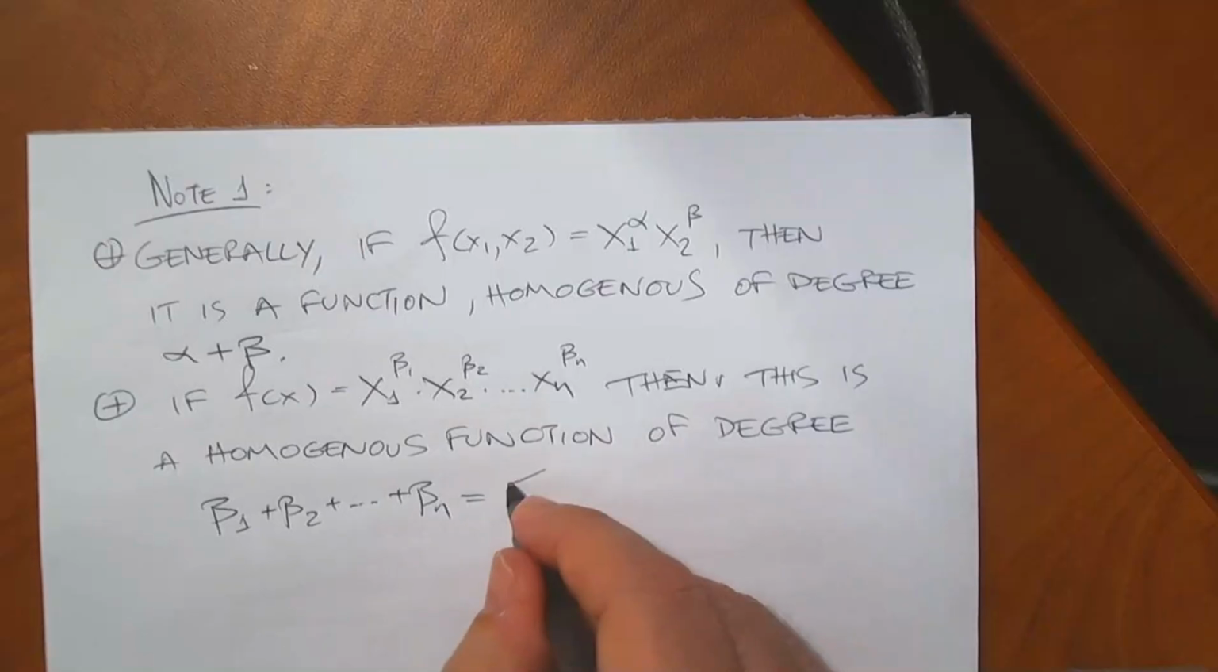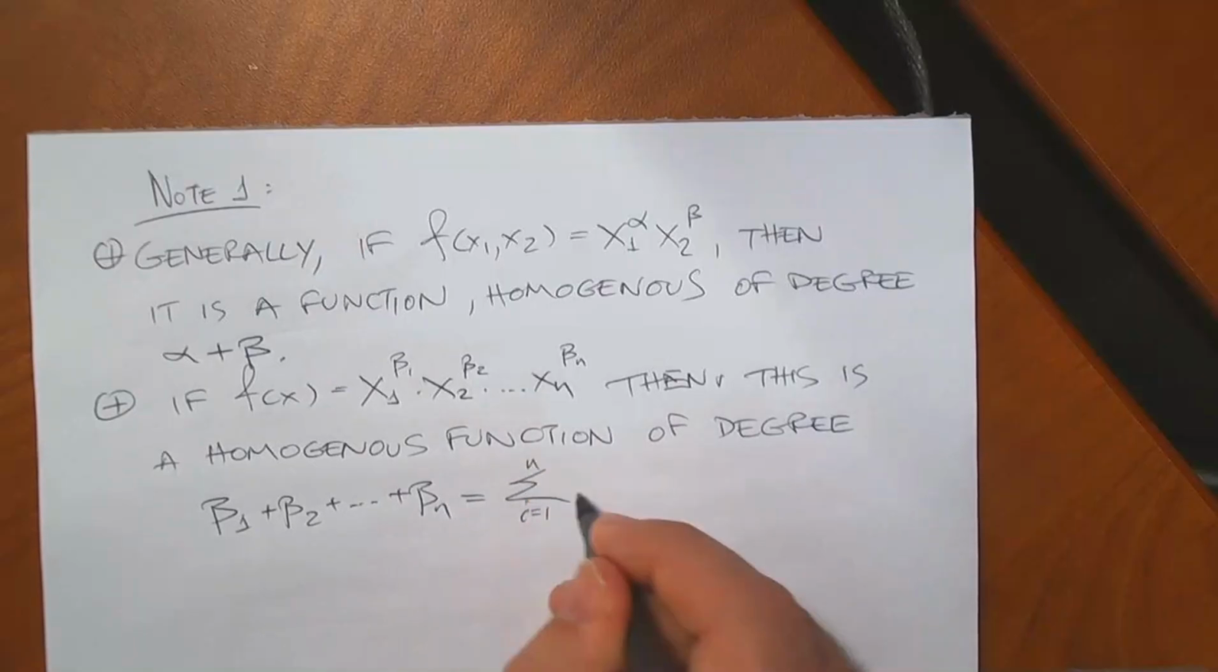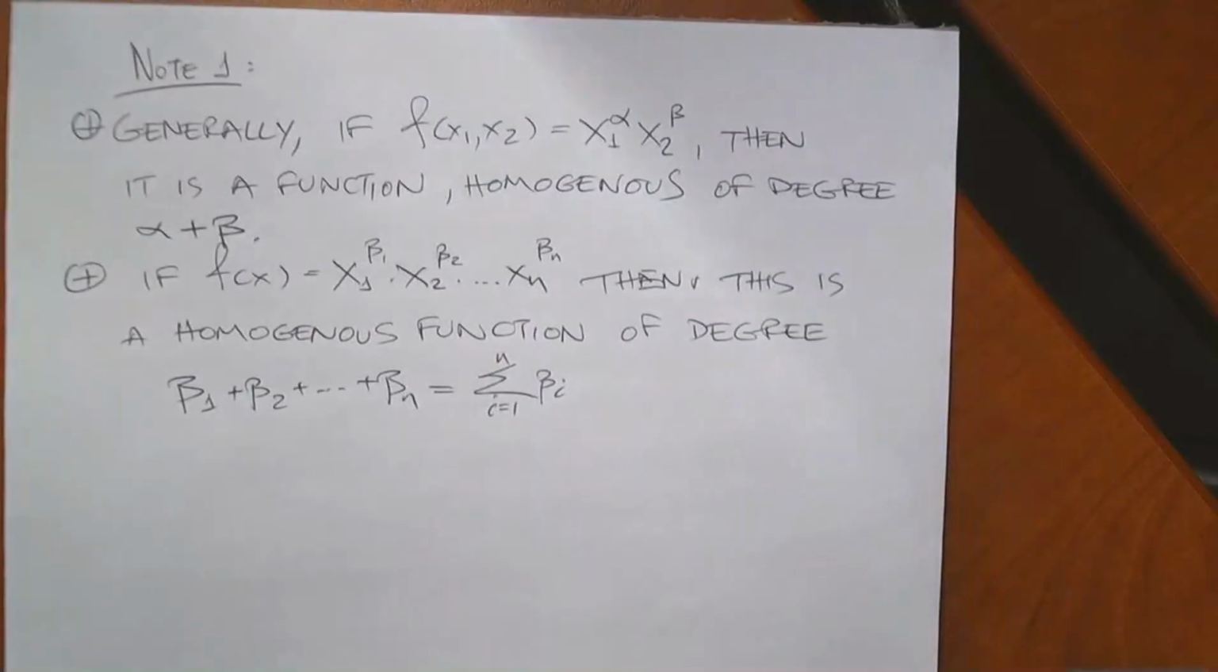Or if you use your summation signs, the sum from i equals 1 to n of beta i. You don't want to be confused by this, but essentially you take all of these exponents, you add them up, and you find the degree of homogeneity of the function. In some applications that you have already perhaps worked on, in consumer theory, you've done that, in the cases where you had the Cobb-Douglas production form.